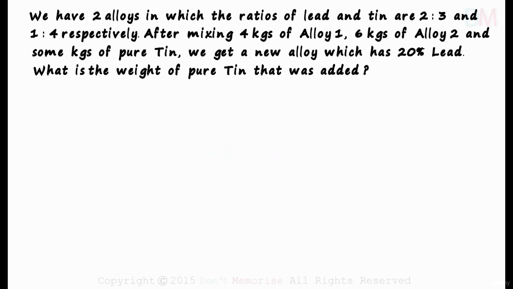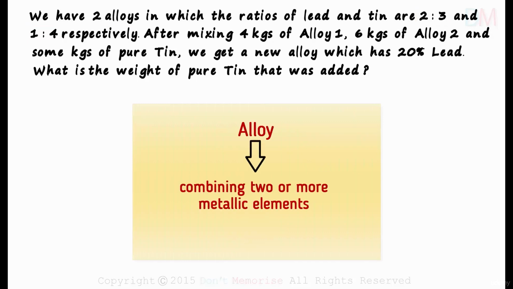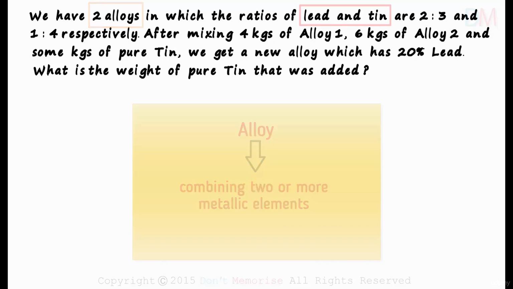This is our last problem based on mixtures and allegations, and it's a tricky one. We have 2 alloys in which the ratios of lead and tin are 2:3 and 1:4. What is an alloy? An alloy is a metal made by combining 2 or more metallic elements. In both these cases, the alloys are made by combining lead and tin.